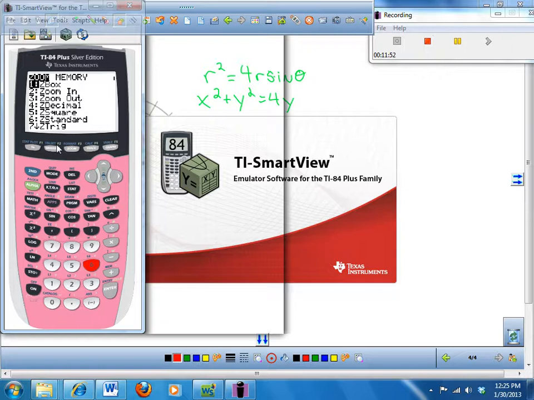To actually see the circle, I have to go to zoom square, which is number 5, and that gives you a square viewing window, and so then you can actually see what the graph looks like. It should be a circle, and I could zoom in or change my window a little bit to make it better. So you get the idea, right?